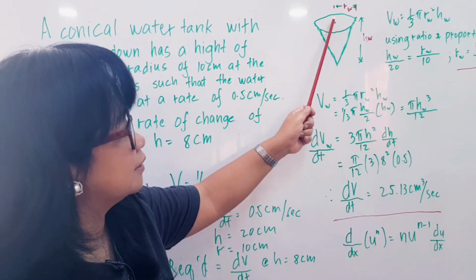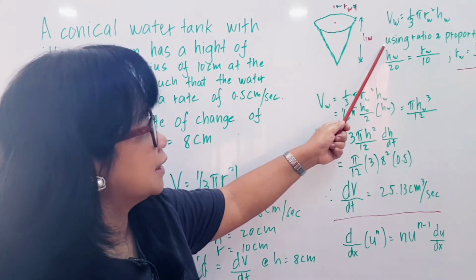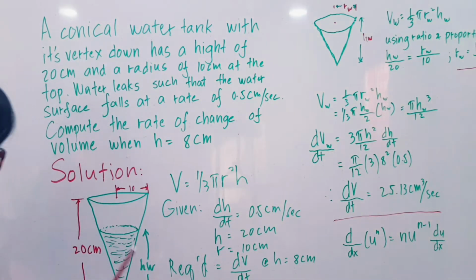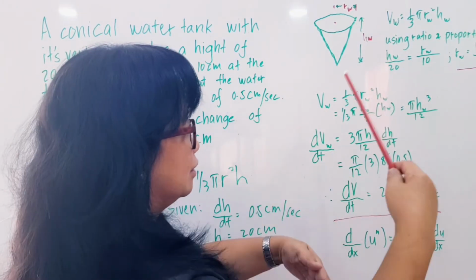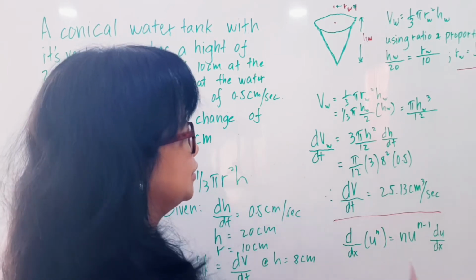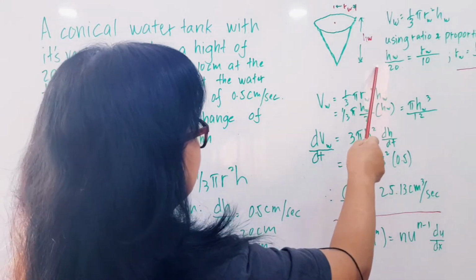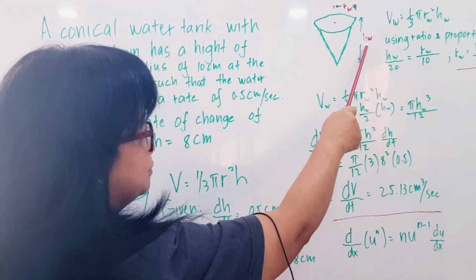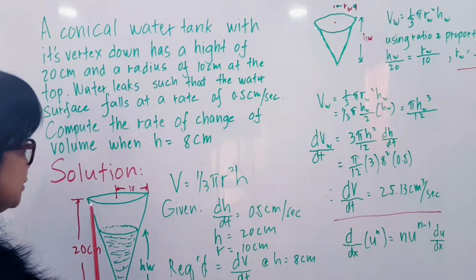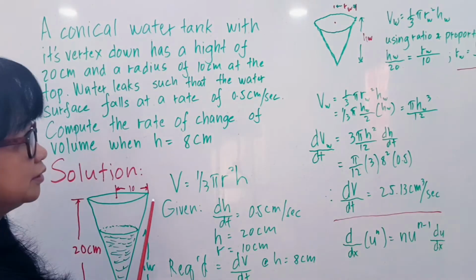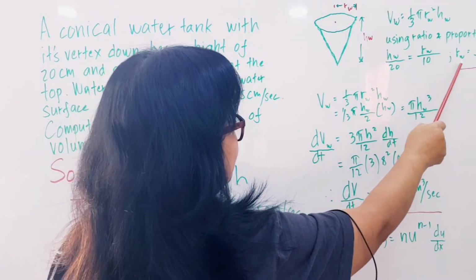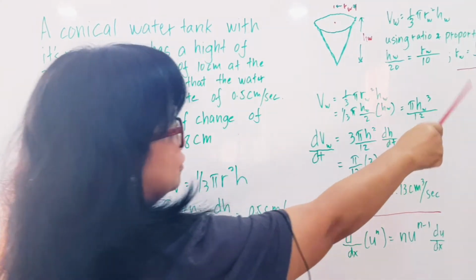So, paano natin mahanap yung radius nito ng water? Gagamitan natin ng ratio and proportion. Kasi, may given na dito ng height ng cone over the height of the water, tapos yung radius ng cone over the radius of the water, or vice versa. Pwede baliktarin. Radius over the height or height over the radius. Ngayon, substitute natin ang value. Height of the water over the 20 cm, the height of the cone is equal to the radius of the water over the radius of the cone. Therefore, the radius of the water is equal to the height of the water over 2.